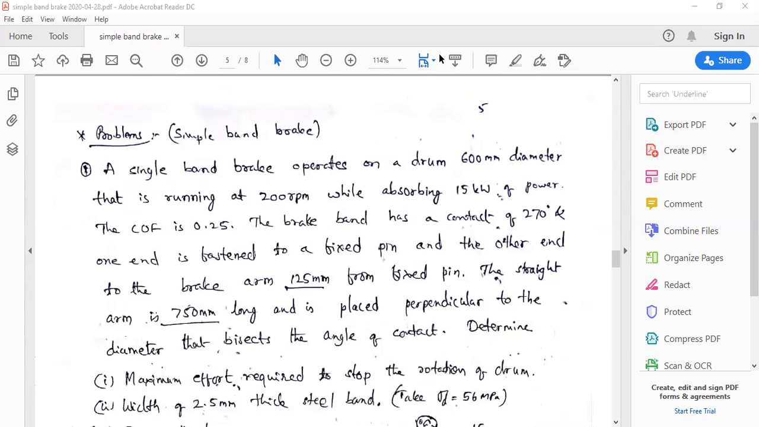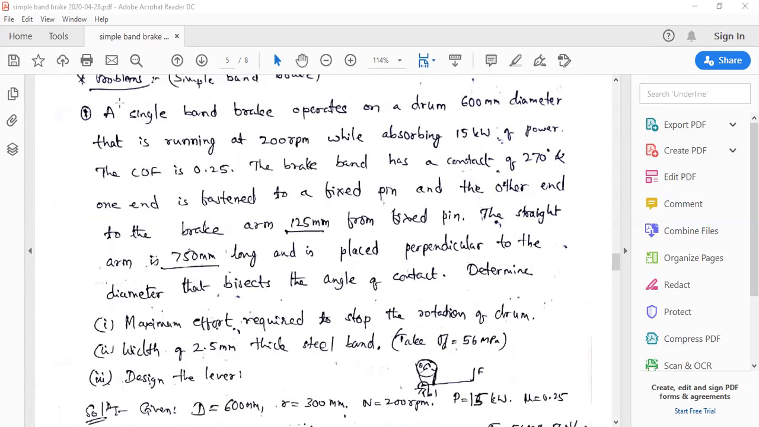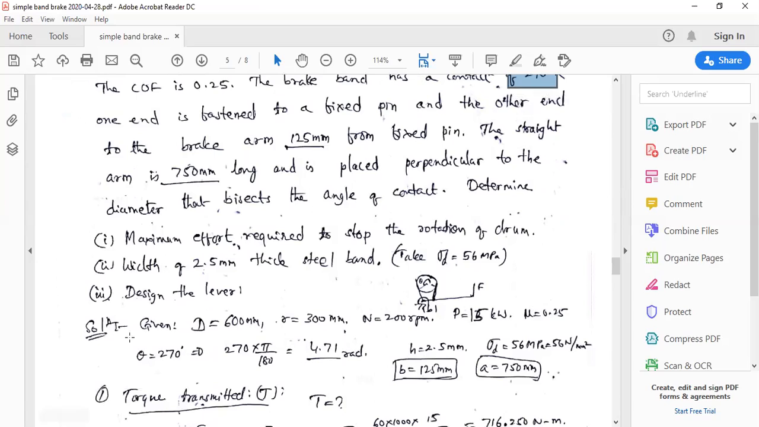Now let us consider an example of a simple band brake, or one simple problem. A simple band brake operates on a drum of 600 mm diameter, running at 200 rpm. The value of N is 200 rpm and R is 300, that is the radius. It is absorbing a power of 15 kilowatt, and the coefficient of friction mu is 0.25. The brake band has an angle of contact of 270 degrees.